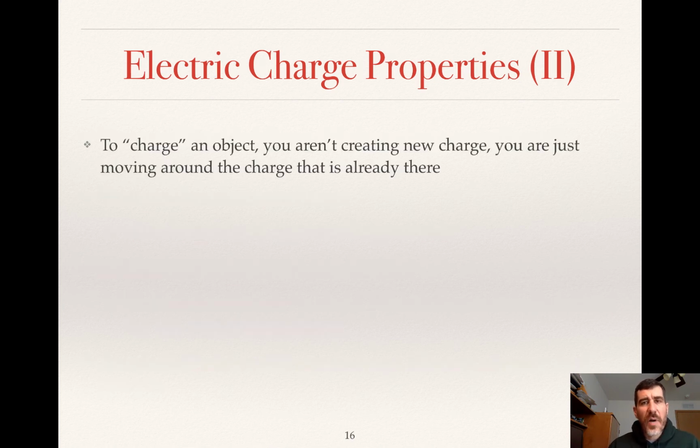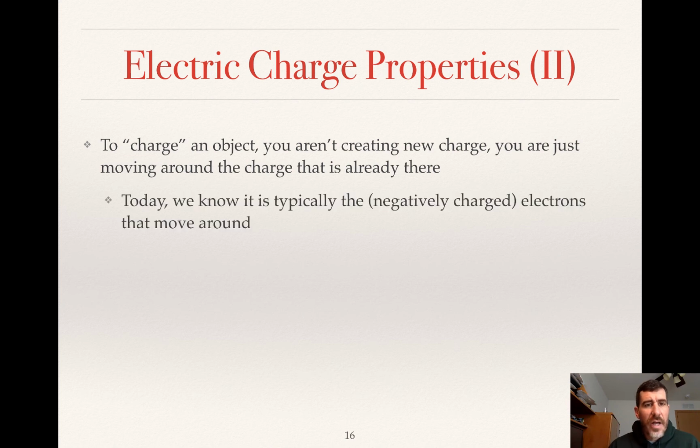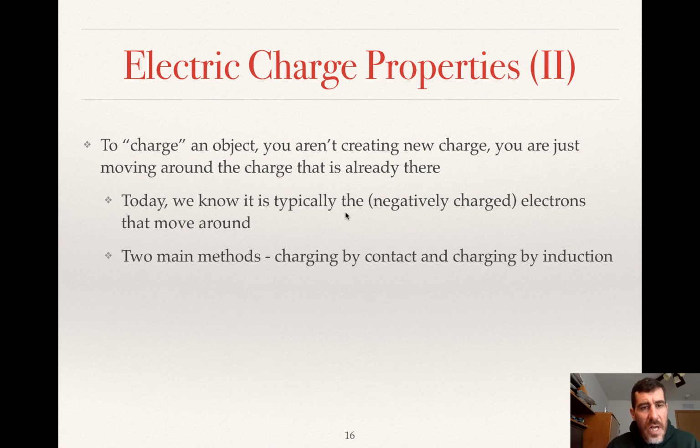Okay, so some other properties. If you have, say, a neutral object, to give it a charge, an important thing to remember is that you aren't creating new charge. You're just moving around the charge that's already there. And today, of course, we know that it's actually the negatively charged electrons that are typically the ones that move around. So there's two main methods of actually charging an object. One is referred to as charging by contact. The other is charging by induction. We'll see some examples of those in class.